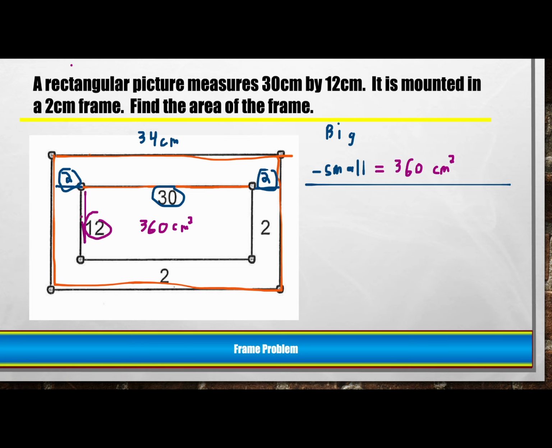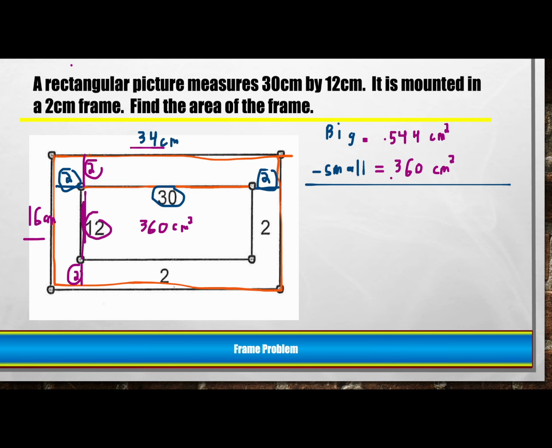Up and down, the picture is 12, but then we have 2 more for the frame on the bottom and 2 more for the frame on the top. Altogether, the 2, the 12, and the 2 give us a length of 16 centimeters, which means when we put it together, the big area is going to be 34 times 16, which comes out to 544 centimeters squared.